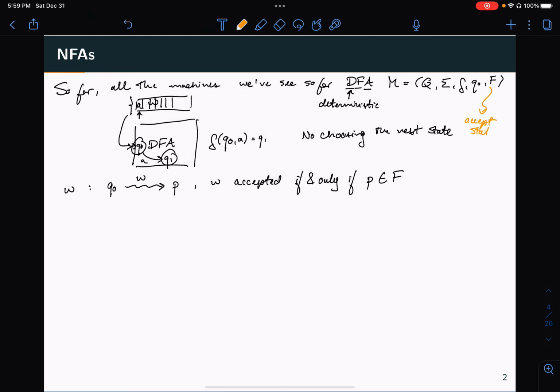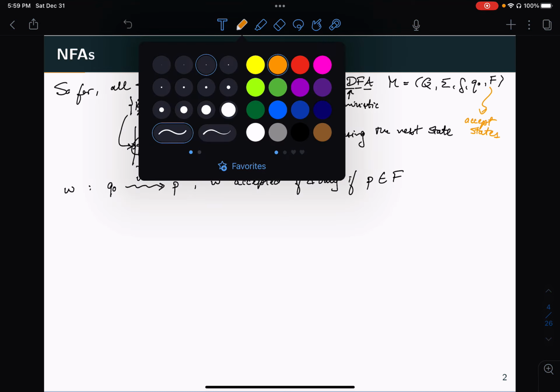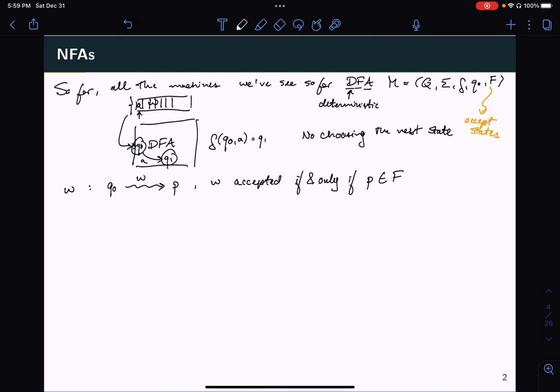So the set of final states, which are also called sometimes the set of accept states. And that's actually arguably a more appropriate name because what it means for a state to be in F, in the set of final states or the set of accept states, it means that if a string can reach it from Q0, then that string gets accepted by the machine. Okay, so that was a recap of DFAs.